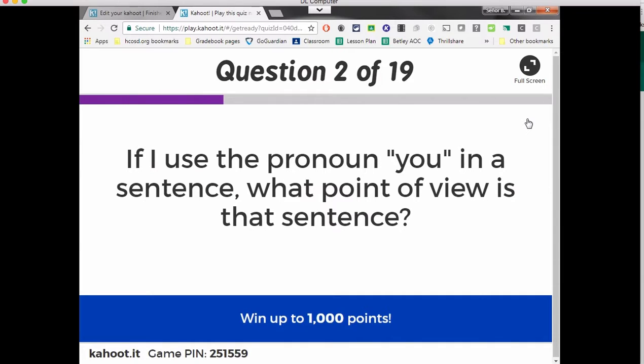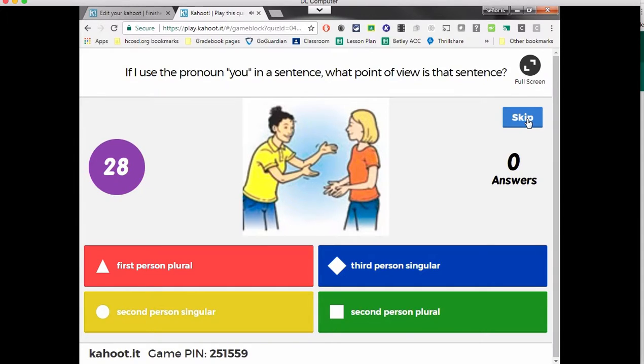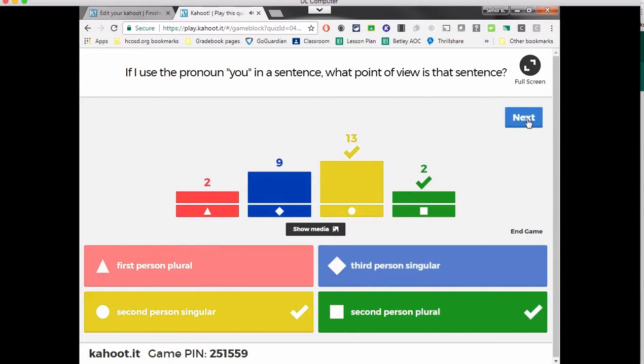What about you? If we were going to use the word you in a sentence, is it first person, plural, third person singular, second person singular, second person plural? What do we got? Okay, it's either plural or singular.